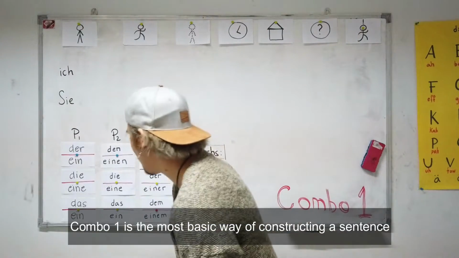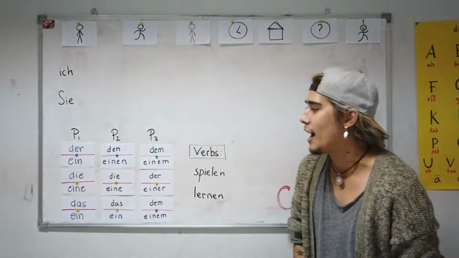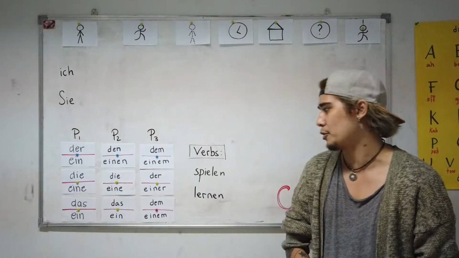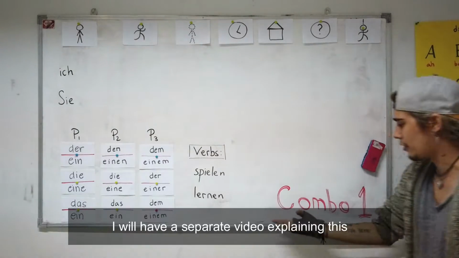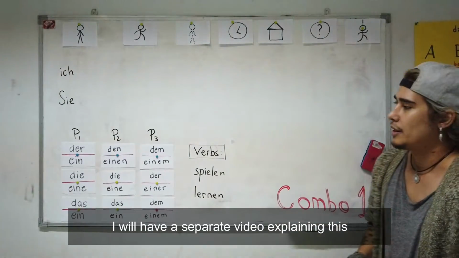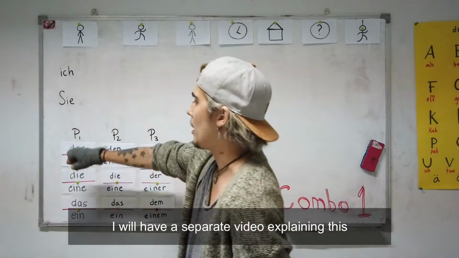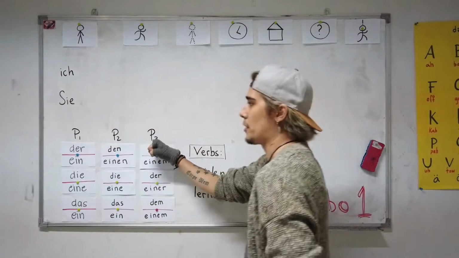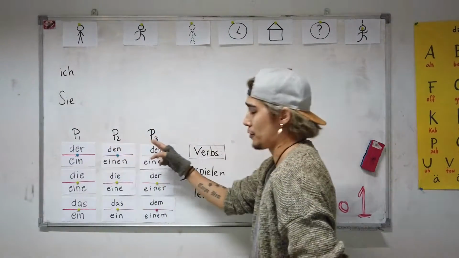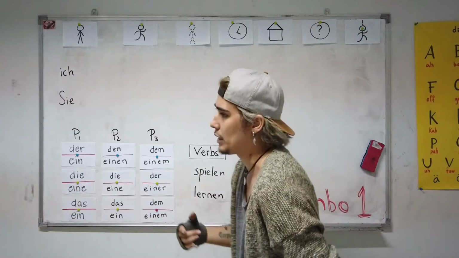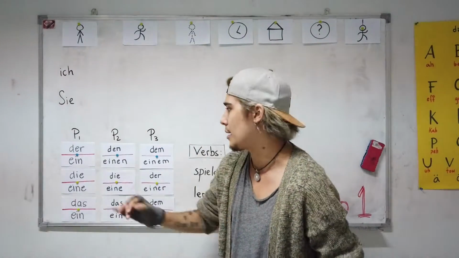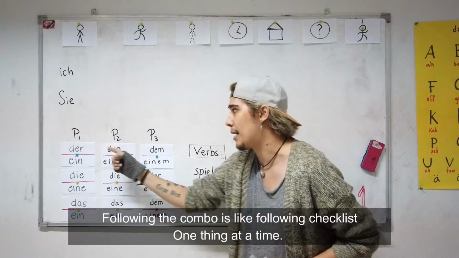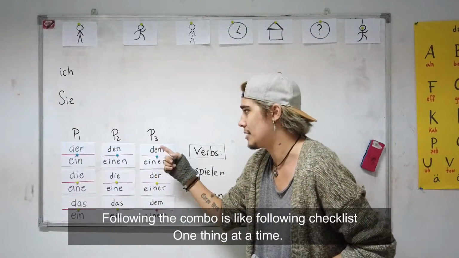Alright, okay, so today I will be teaching you guys how to make a basic German sentence. I call it the combo one, alright? And I have my own terms. I got P1, P2, P3. Person 1, person 2, person 3. This will hopefully clear up the confusion why it's sometimes der, sometimes den, sometimes dem.